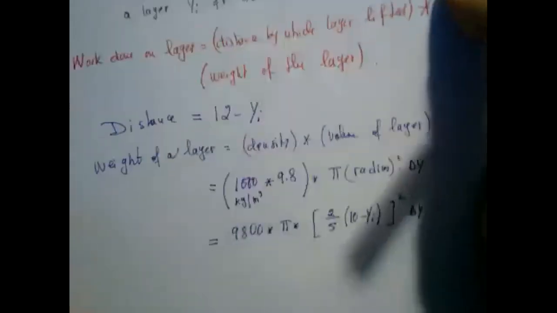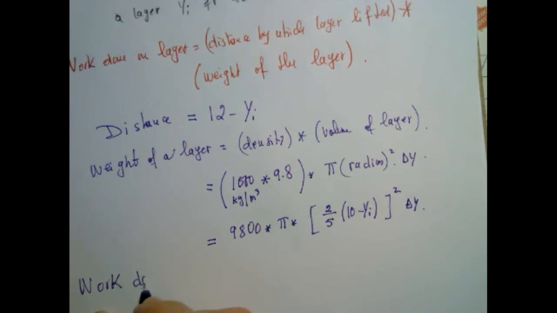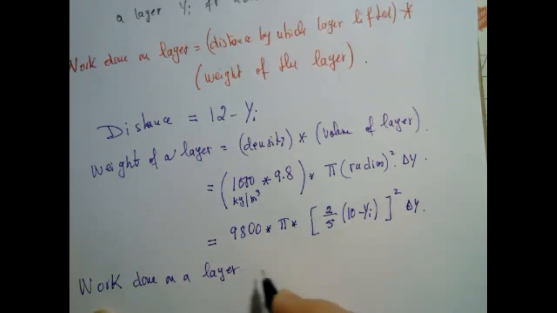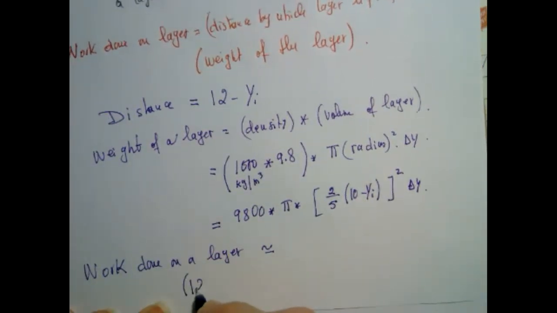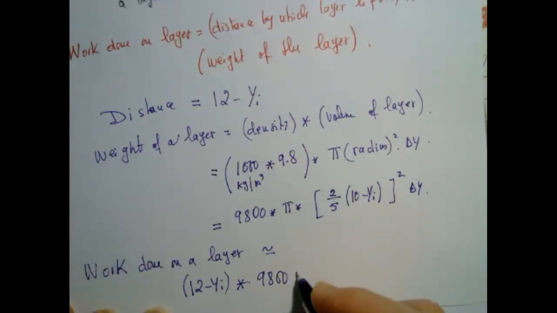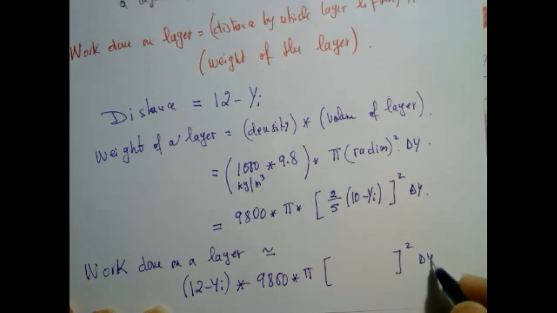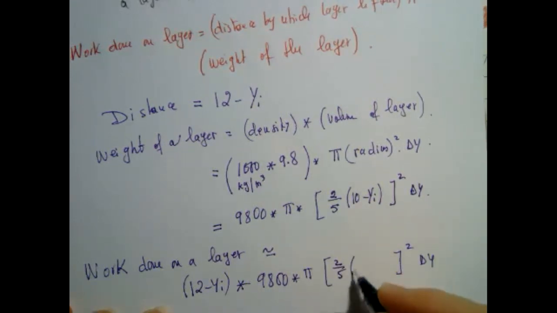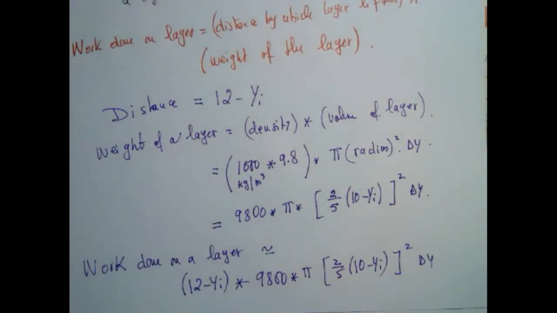Okay, so now work done on a layer is almost equal to the distance by which a layer is lifted times the weight, delta y. And that's 2/5, 10 minus y. Okay, that's the work done on each layer.